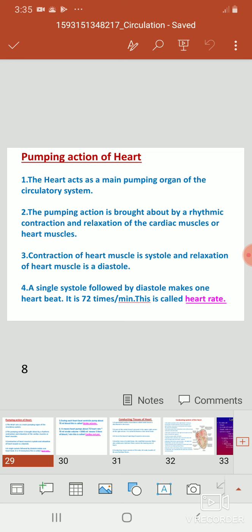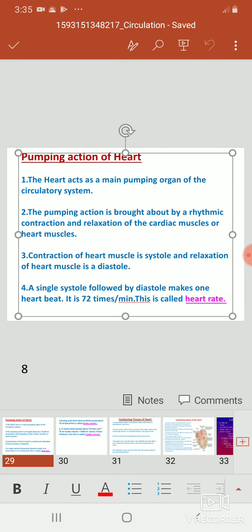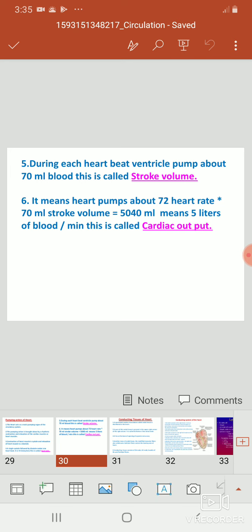Now, the pumping action of the heart. The heart acts as the main pumping organ of the circulatory system. The pumping action is brought about by rhythmic contraction and relaxation of the cardiac muscles or heart muscles. The contraction of heart muscles is systole and relaxation of heart muscle is diastole. A single systole followed by a diastole makes one heartbeat, and about 72 times per minute is normal. It is called the heart rate.